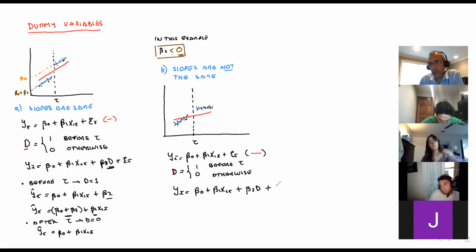But also, my slope is different. So how do I do that? I use multiplicative factors. So this is beta 3 d x1t plus e_t. This part here controls for changes in slope, and this one here controls for changes in the y-intercept.